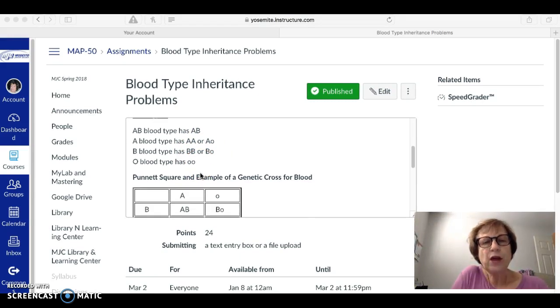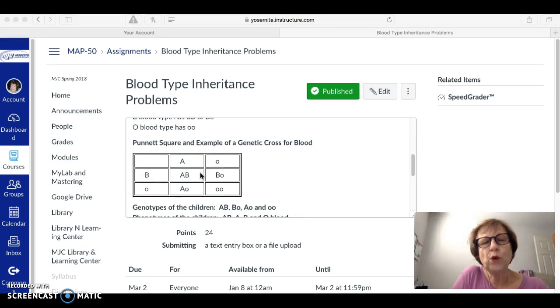You're asked in the problems to do Punnett squares. And please make the Punnett square with your computer. Don't draw it out, because I would like for you to learn the skill of making graphs on the computer or tables on the computer.